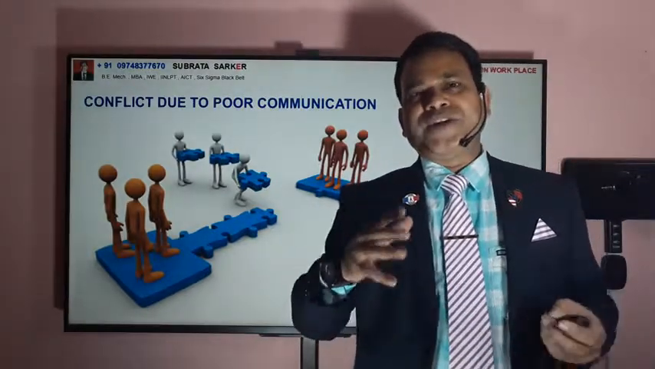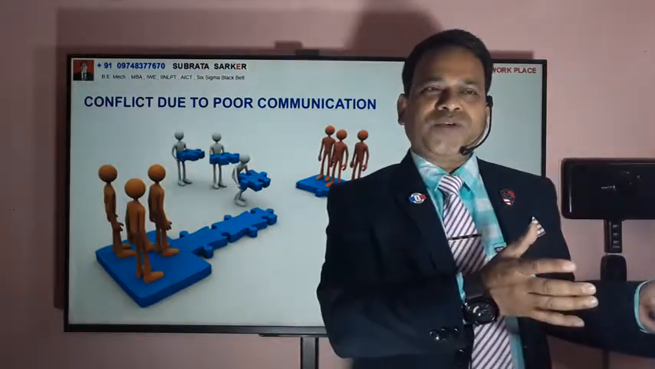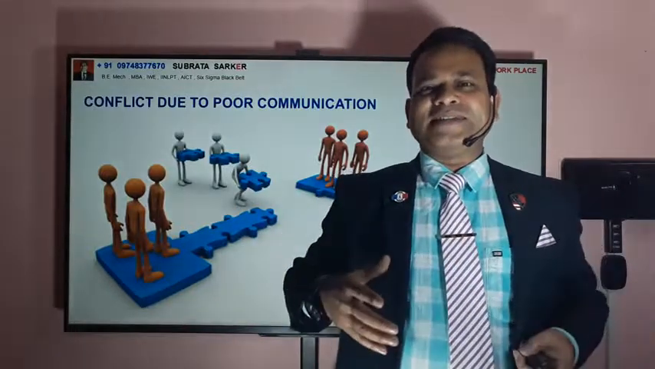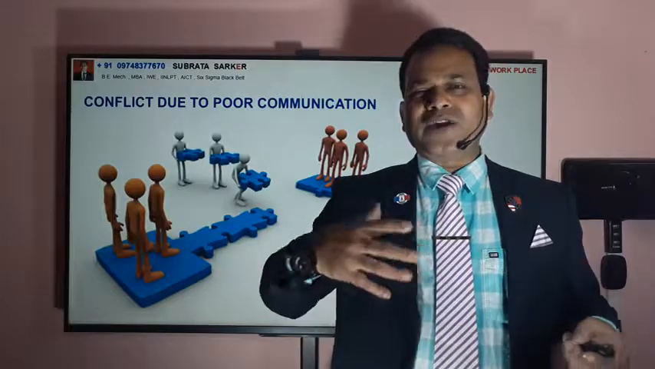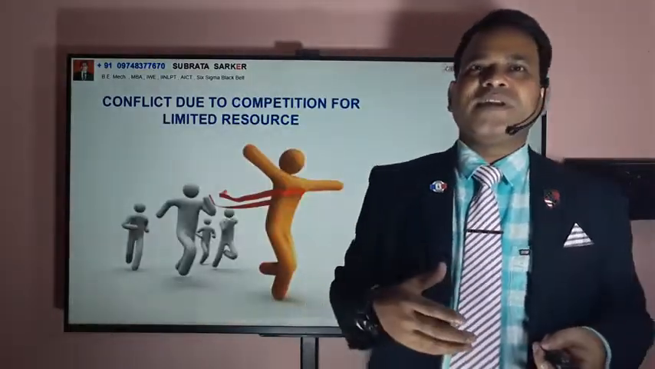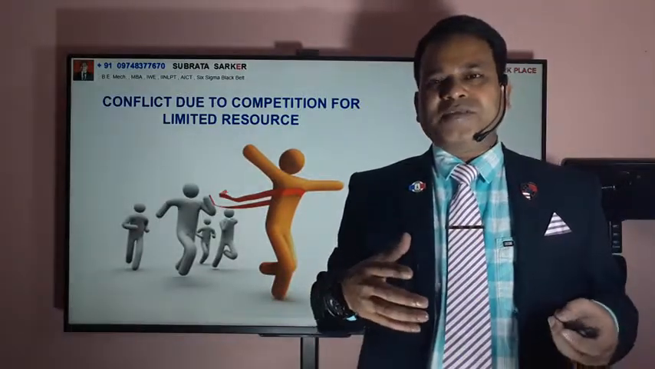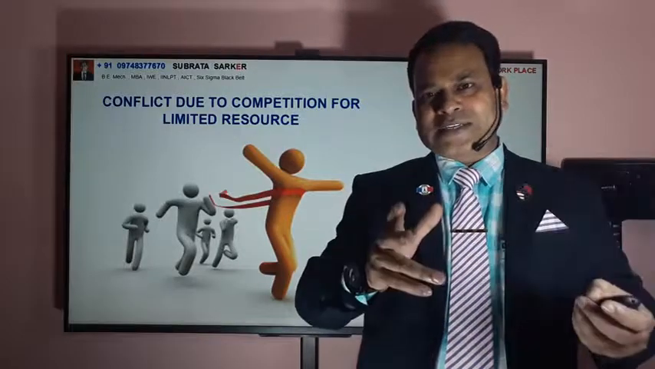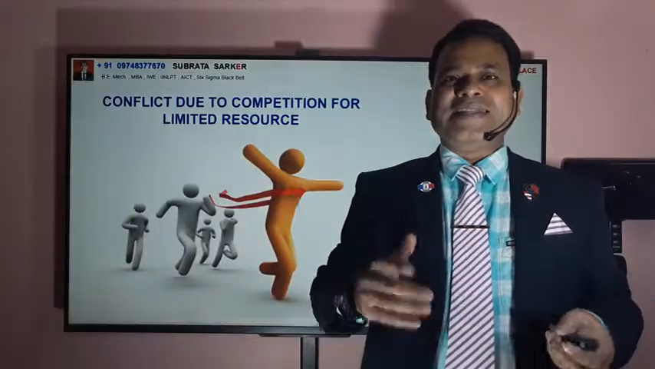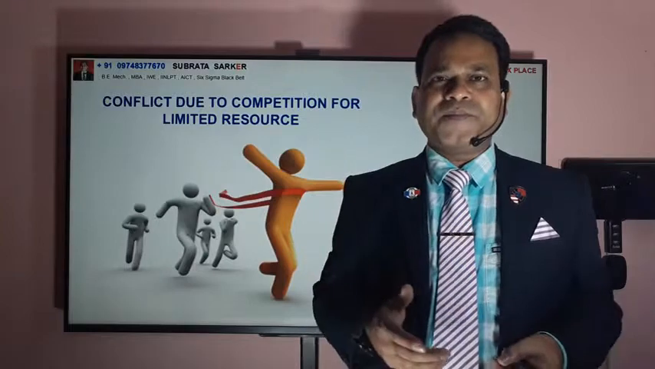Suppose there is a common resource for the organization, a group of people or a machine. One department wants to use it, and another department also wants to use it. So a conflict arises. Then the senior or higher authority gets involved and resolves things. Sometimes people are more focused on the departmental goal than the organizational goal, and then conflict also arises. I have seen this happen in many organizations.